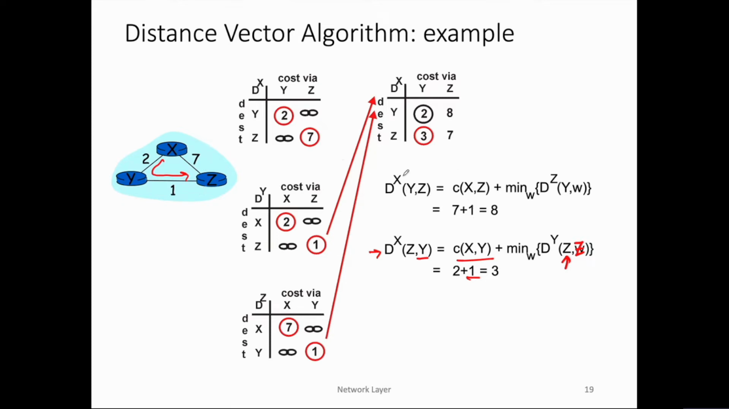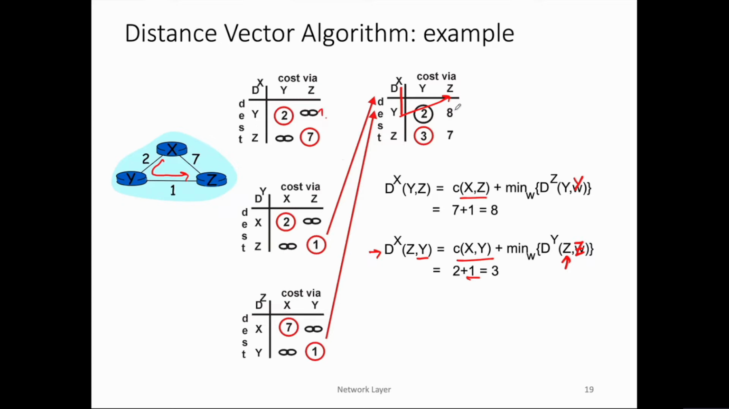So the cost to reach from X to destination Y via Z, I'm talking about this cost, the cost to reach from X to Y via Z, which was previously what? Infinity. So in order to calculate it, first I will calculate the cost to reach from X to the neighbor Z, and then whatever is the update that is being shared by Z, which is the cost to reach from Z to Y via Y, which is 1. Okay, so 7 plus 1 is 8.